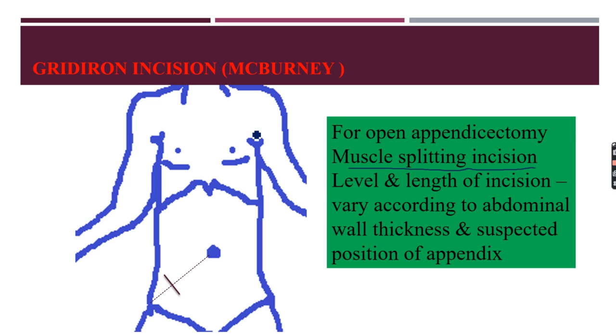in McBurney's incision. And the level and the length of the incision depends upon the abdominal wall thickness as well as where we are suspecting the position of the appendix. Accordingly, we will place that incision, right? In cases of a higher up appendix in a pulled up cecum, in patients who have recovered from abdominal tuberculosis, the appendix may be lying somewhat higher, even sometimes in the subhepatic area. So accordingly, we'll use the incision, right?